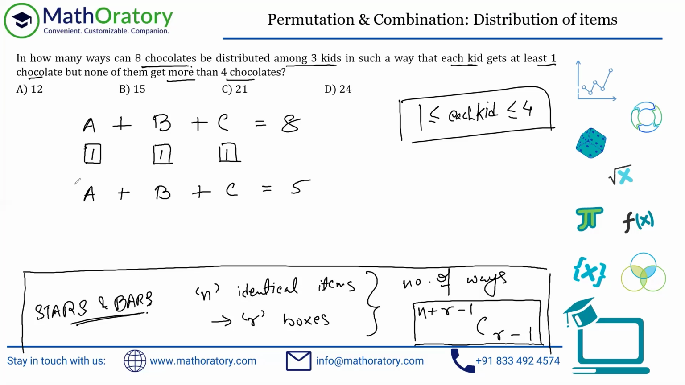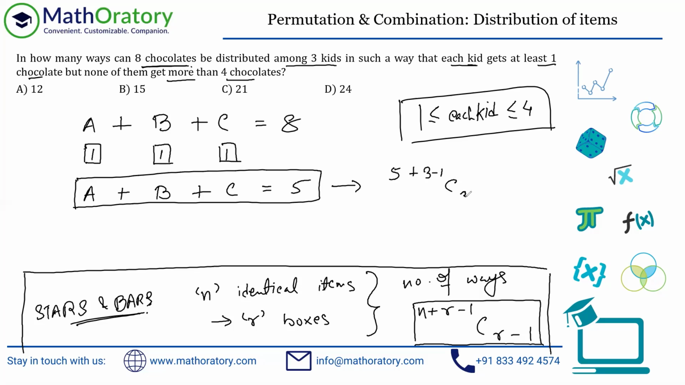So first thing, I'm going to figure out the number of distributions for this. And this is as good as distributing n identical items, so the 5 chocolates into 3 boxes, which is the R boxes. So that can be done in 5 plus 3 minus 1 C 3 minus 1, which is 7C2 or 21 ways. You can quickly calculate that. So we have 7C2 or 21 ways of distributing these many chocolates. So that is the 5 remaining chocolates. But this is again without restriction, right?